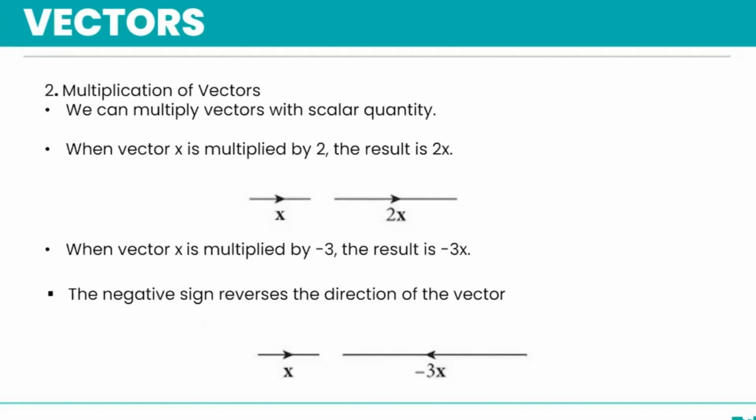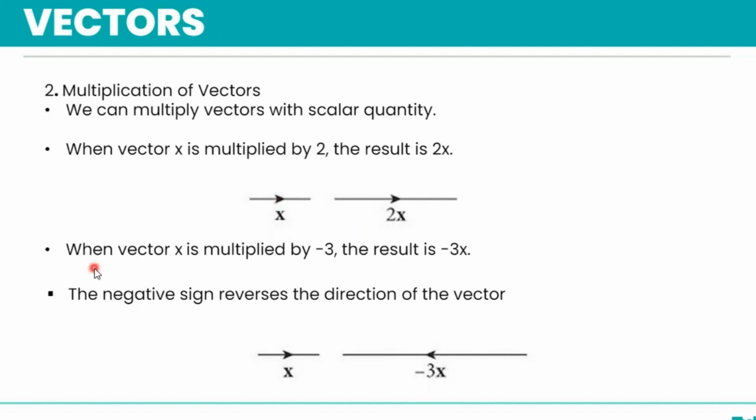Next, we're going to look at the multiplication of vectors. We can multiply vectors with scalar quantities, and this works just like normal multiplication. So if I start with my vector x and I want to multiply this by 2, then it's x times 2, which gives me a result of 2x. Now, if I look at this diagram here, I can see vector x as well as vector 2x. And I can see that 2x is going to be twice the length of x, but it's still going to be in the same direction. So the magnitude is doubled, but the direction has not changed.